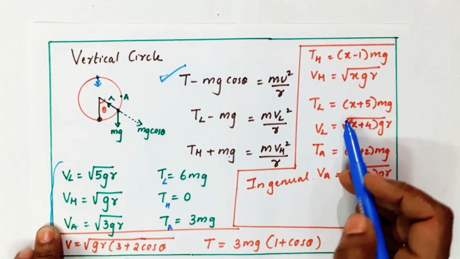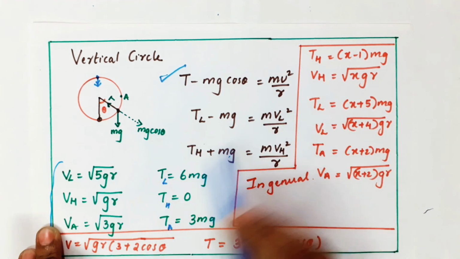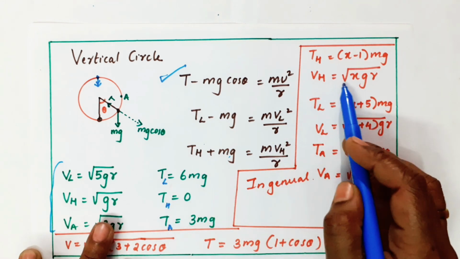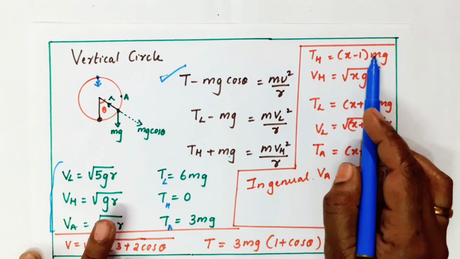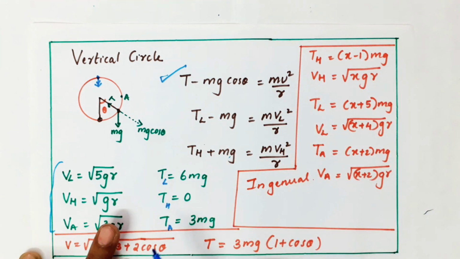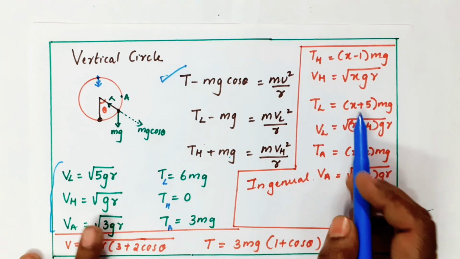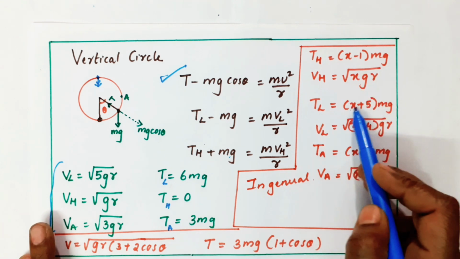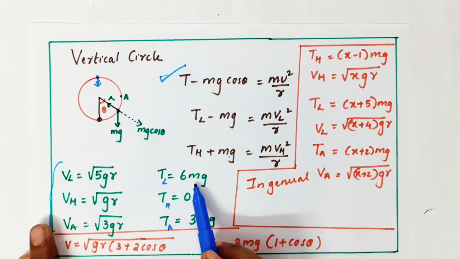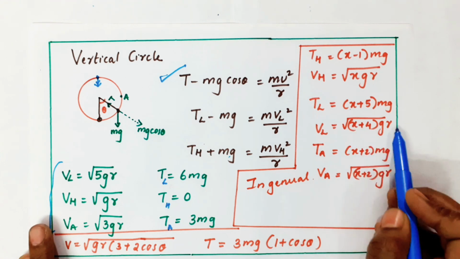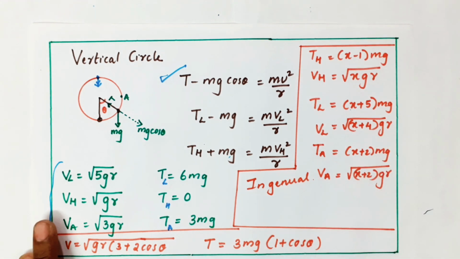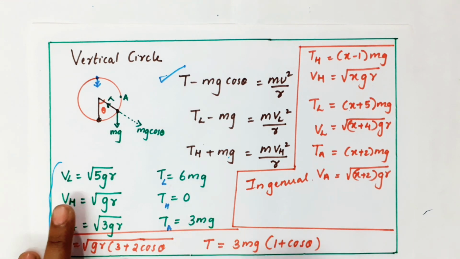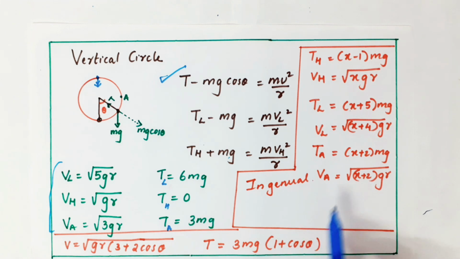For this case, the tension at the highest point, if you take velocity as root over x gr, is x minus 1 mg; 1 minus 1 comes 0. But if you take the lowest point, it is x plus 5, so 1 plus 5 it will be 6 mg. With x equal to 1 plus 4, it will be root 5 gr. Tension at A, we can write here 3 mg, and here we will get root over 3 gr. In this form we can write it.